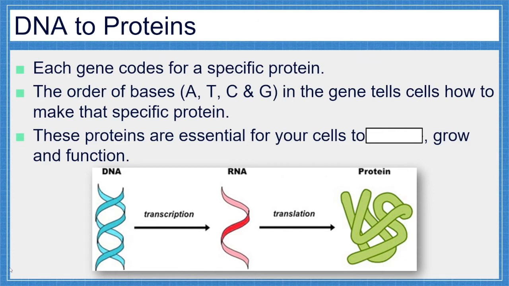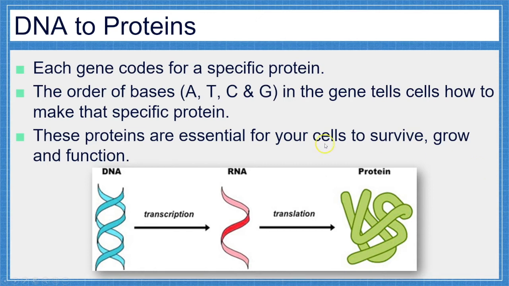Now, there's a whole range of different proteins. Protein isn't just the same thing as meat. I know sometimes we talk about meat being a protein, but protein is a very big category of molecules that has lots and lots of different things in it. So proteins are really essential for cells to survive, grow, and function.